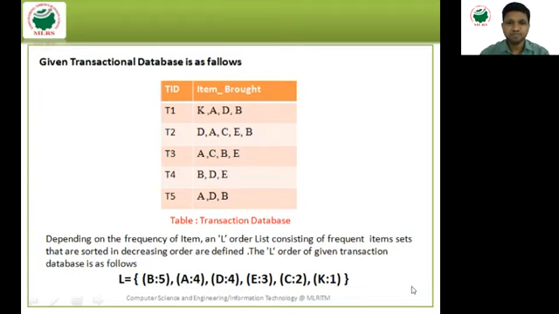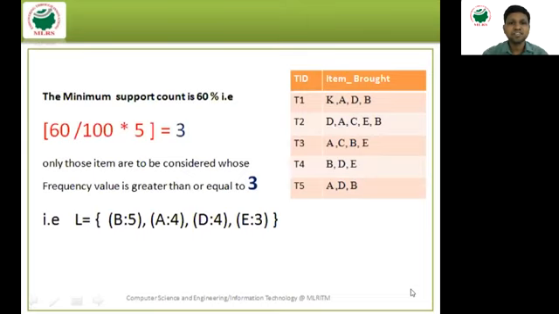Now see, they give the minimum support count as 60%. So what are you going to do to find the minimum item set count? Obviously 60 by 100 into 5. How do you get 5? There are 5 transactions in the table: T1, T2, T3, T4, T5. Now 60 by 100 into 5. What is the answer here? It is 3, right? Now only those items whose frequency value is greater than or equal to 3 are to be considered.